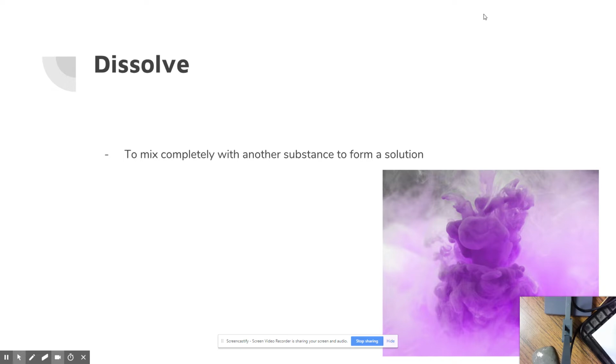Next is dissolve. That's to mix completely with another substance to form a solution. So I want to dissolve this salt in this water because I'm going to make some noodles and I want my noodles to have a little salty flavor to them. You can also dissolve food coloring in water. We're going to do that one day, today or tomorrow. I can't remember which one.